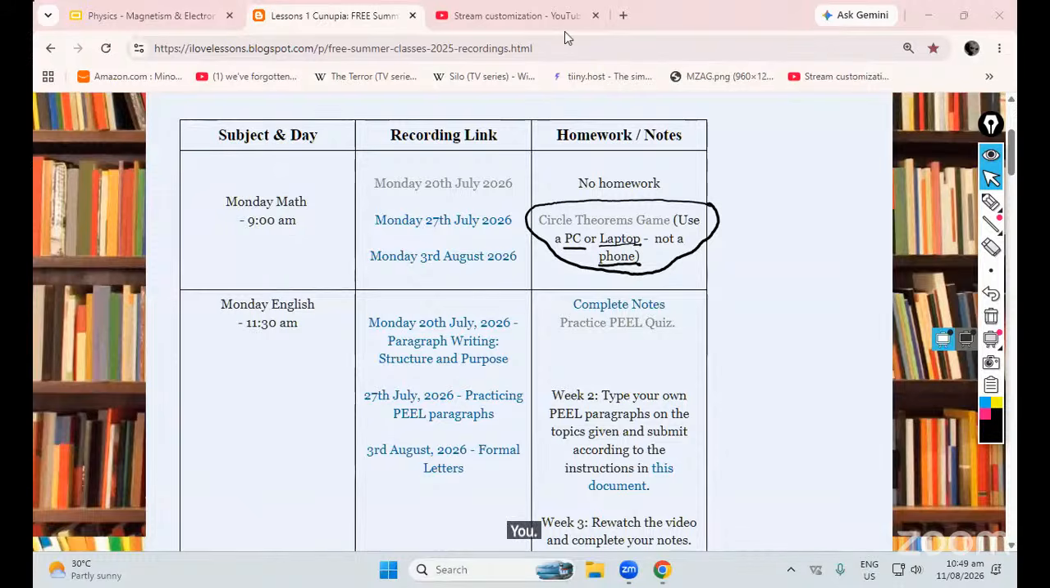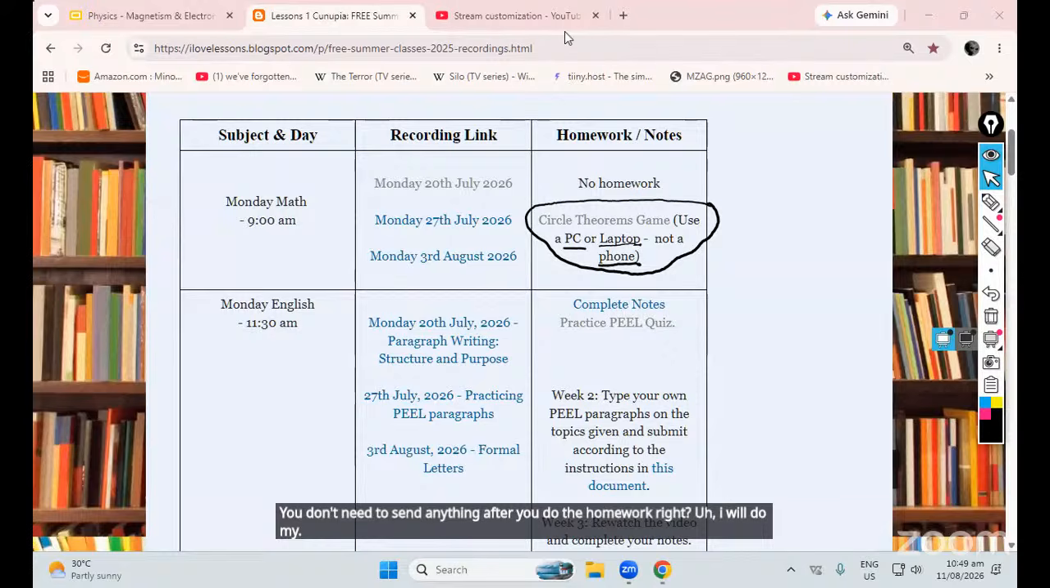You don't need to send anything after you do the homework, right? I will do my spot checks and whatnot.